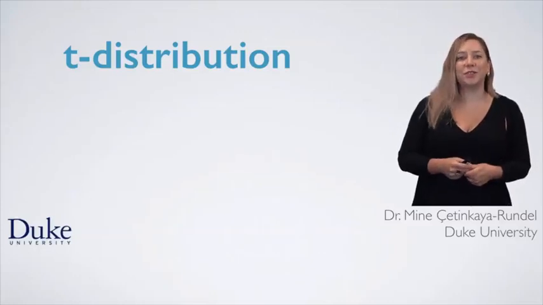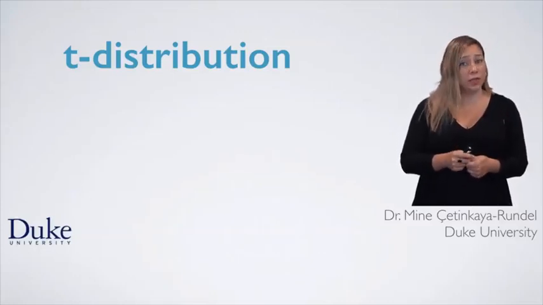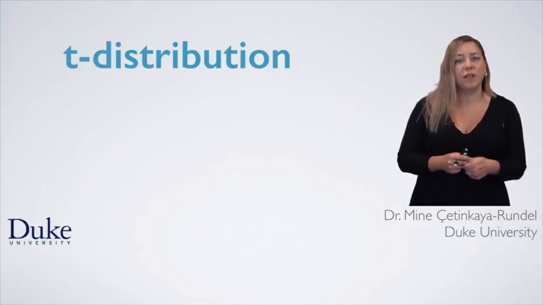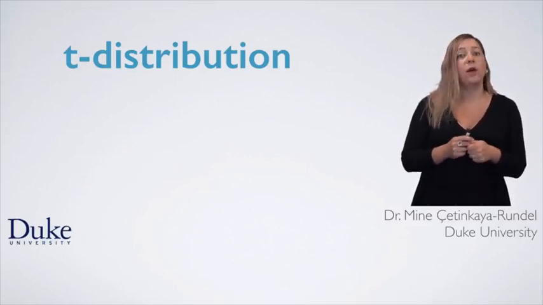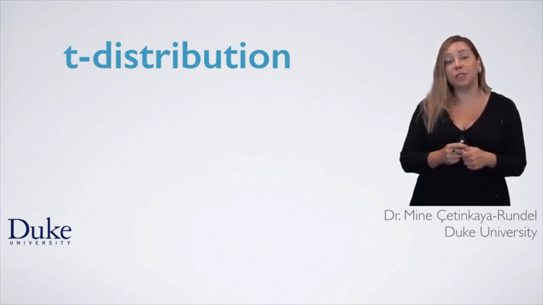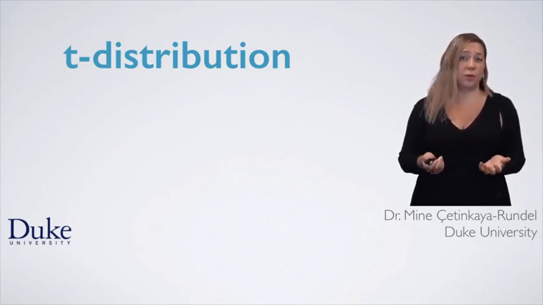In this video, we'll introduce the t-distribution and discuss its origins and mechanics. In a nutshell, the t-distribution is useful for describing the distribution of the sample mean when the population standard deviation, sigma, is unknown, which is almost always.